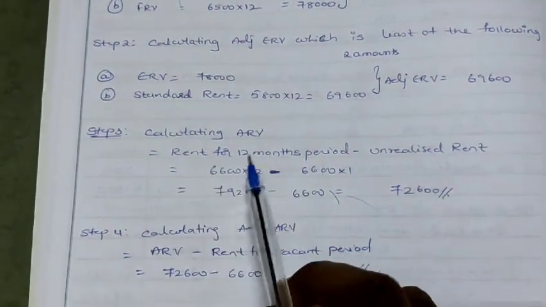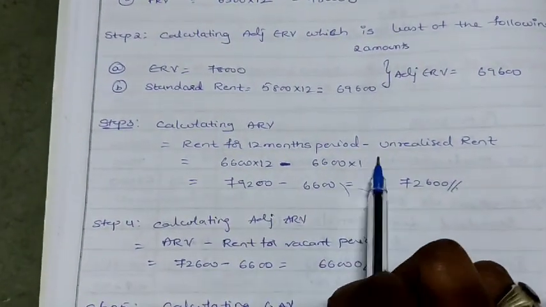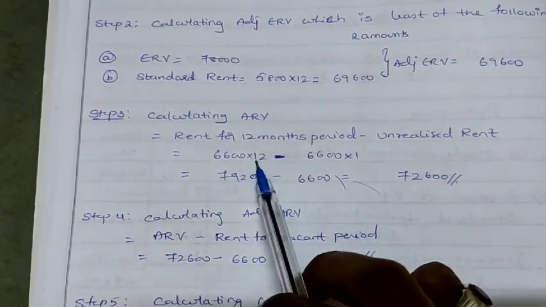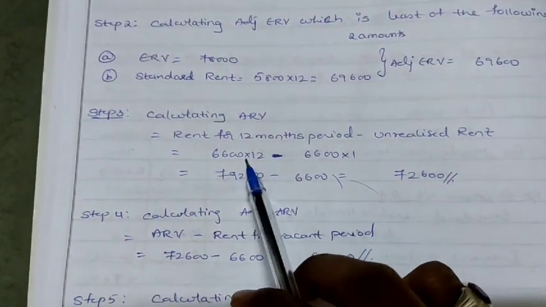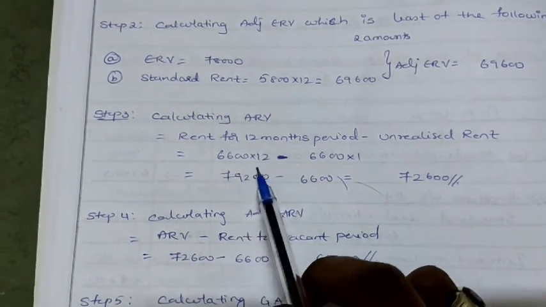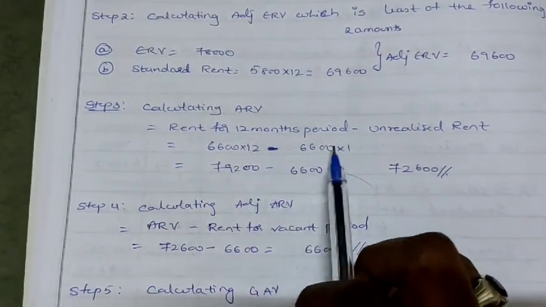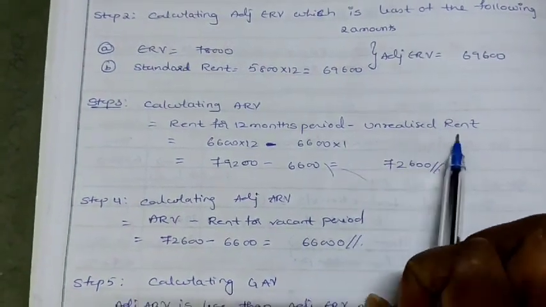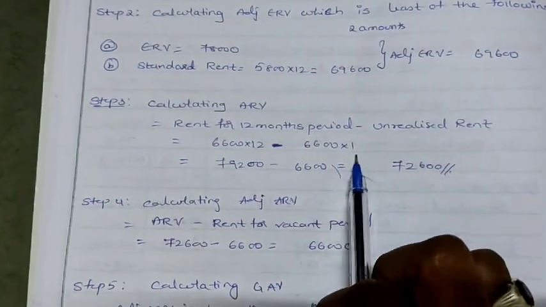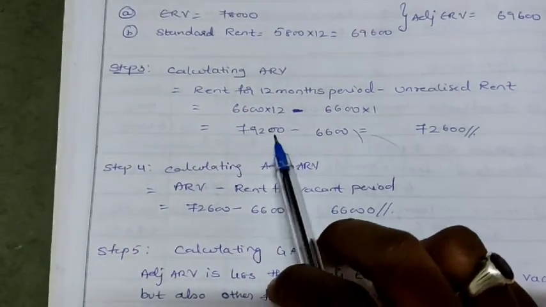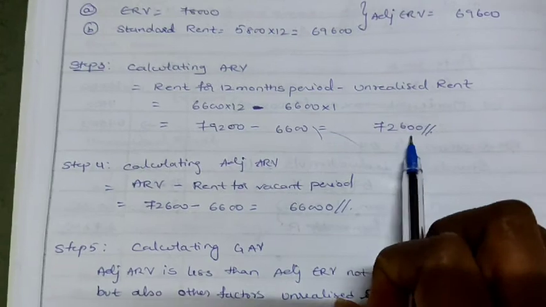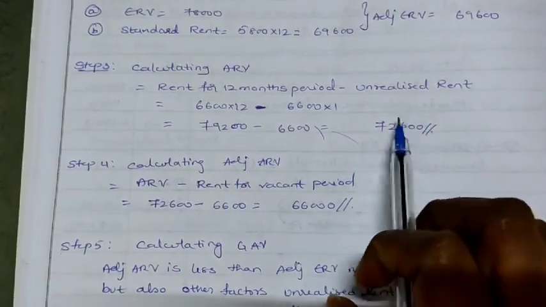Next, calculating ARV: rent for 12 months minus unrealized rent. He is receiving 6,600 per month as rent. First we calculate for 12 months, so 6,600 into 12, minus the unrealized rent. In the question, unrealized rent is given for 1 month, so 6,600 into 1. 6,600 into 12 is 79,200, minus 6,600, so 72,600 is the ARV.